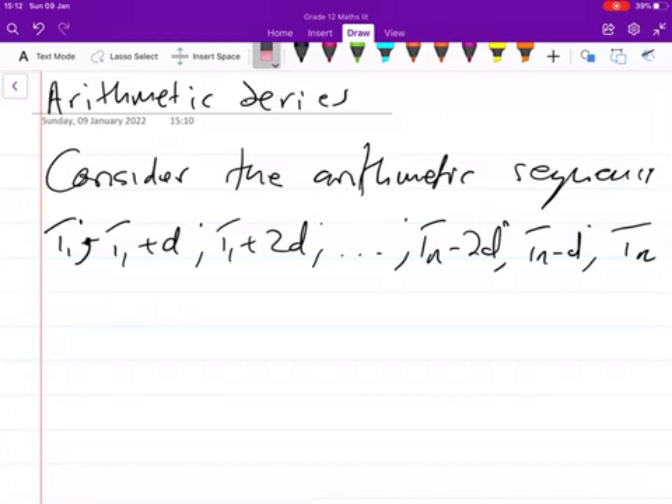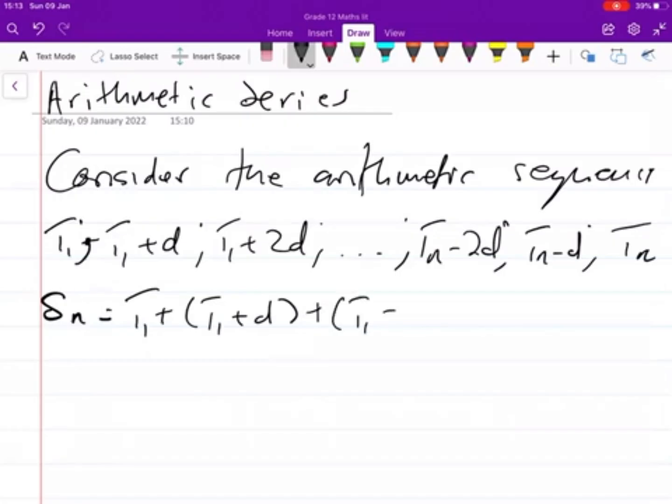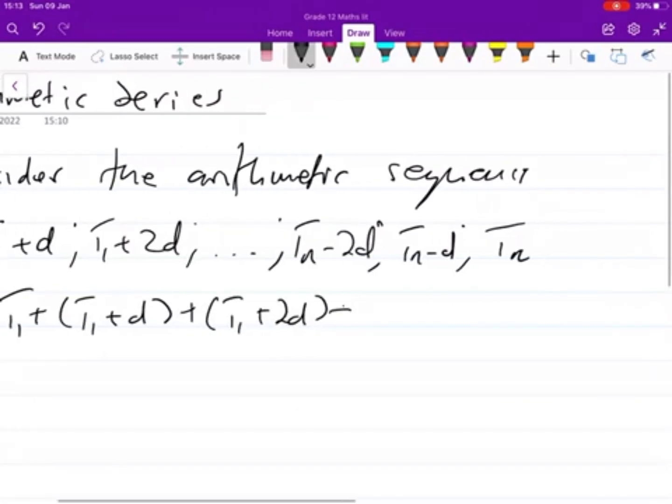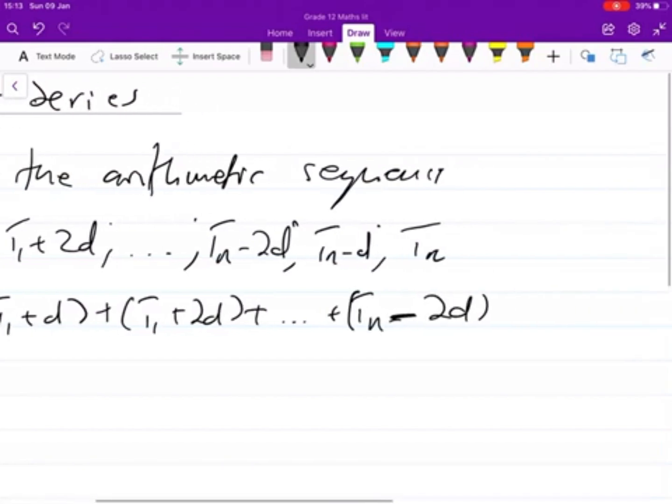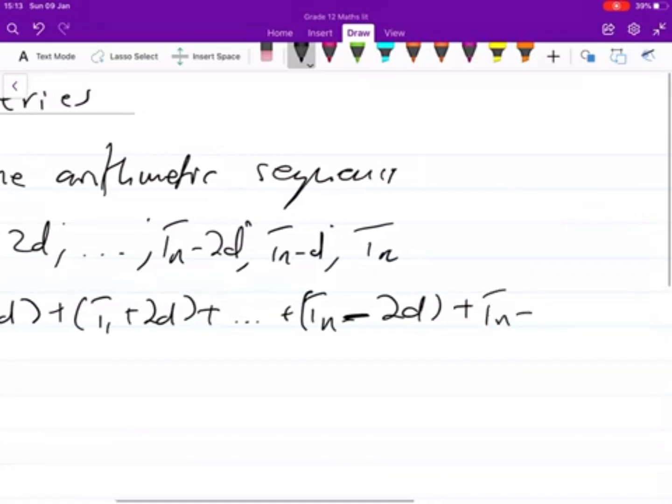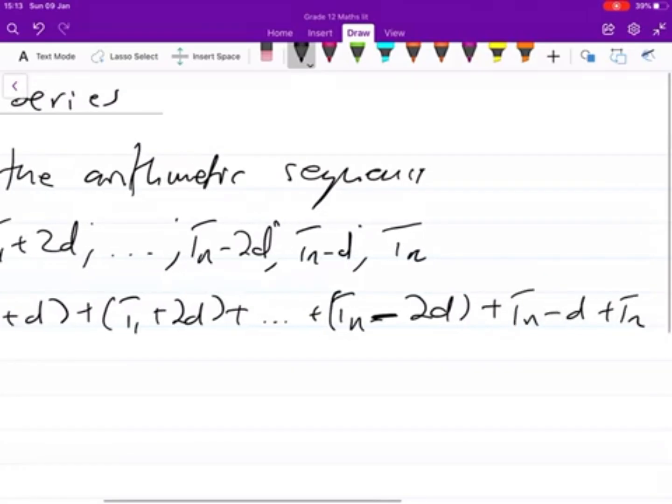Now suppose this is our series. If we are using Gauss's approach, we would say Sn, the sum of the first n terms, is equal to T1 plus T1 plus D plus T1 plus 2D plus ... and that is Tn minus 2D, plus Tn minus D plus Tn.